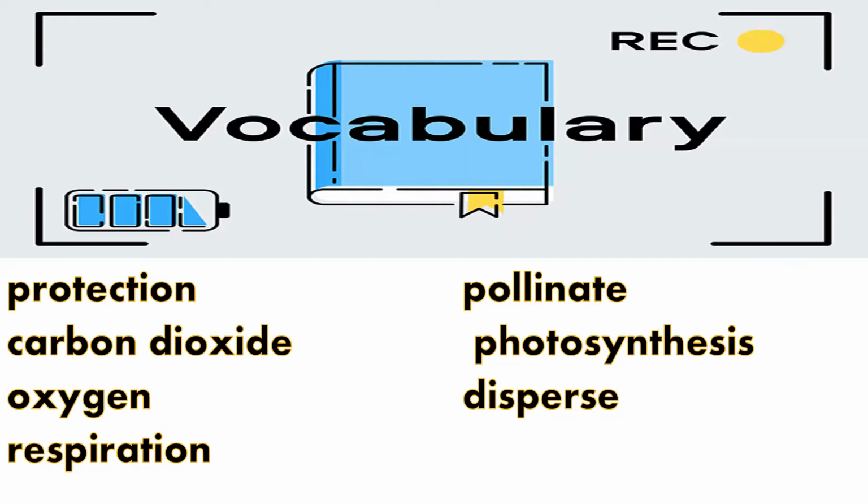Protection, carbon dioxide, oxygen, respiration, pollinate, photosynthesis, disperse. Okay, this time I want you to repeat after me. Say protection. Next, carbon dioxide. Next, oxygen. Next, respiration. Next, pollinate. Photosynthesis. And the last one is disperse.